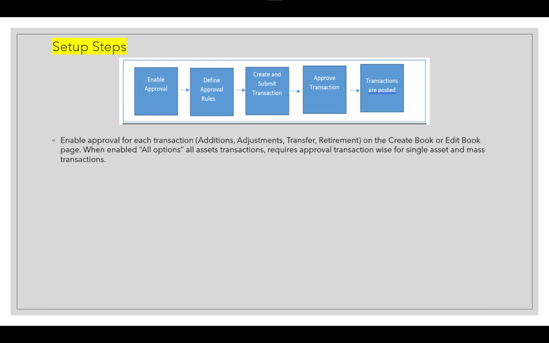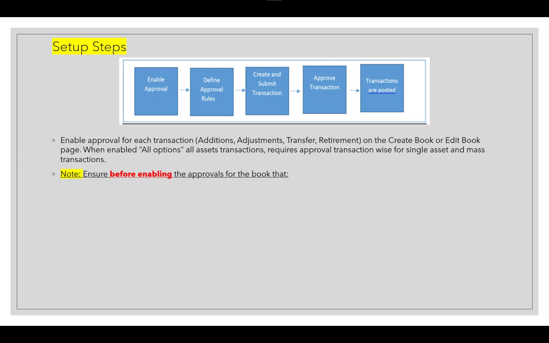Enable approval for each transaction, either addition, adjustment, transfer, or retirement, on the create book or edit book page. When all options are enabled, we will see it later after some seconds, it will require approval for all of the transactions. Or you can enable approval for specific transactions, either addition, adjustment, retirement, or transfer.